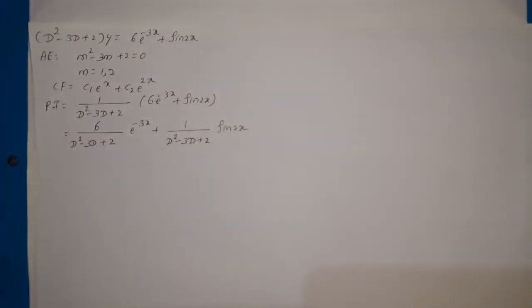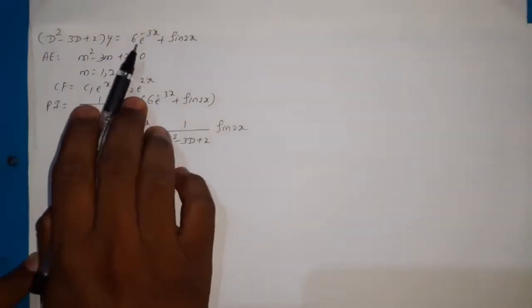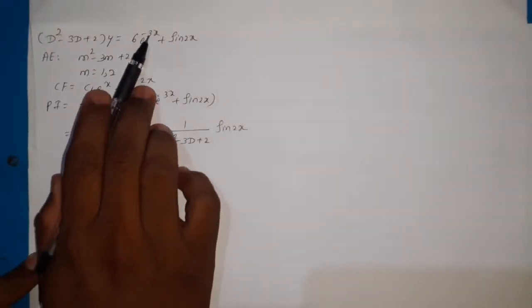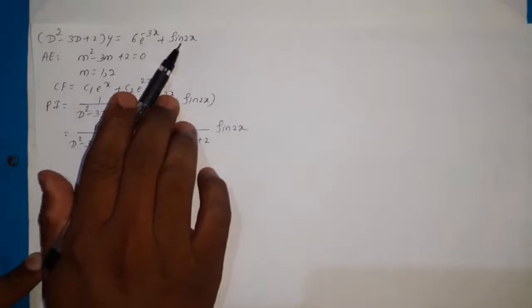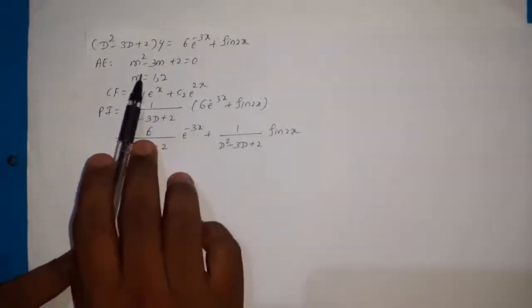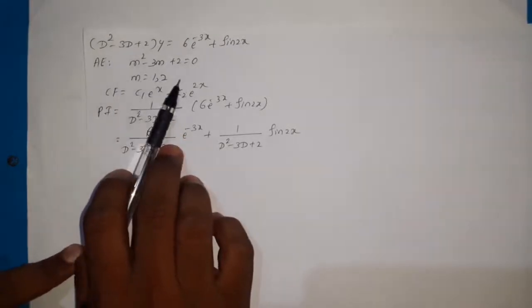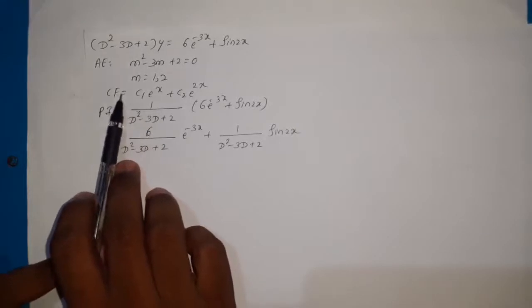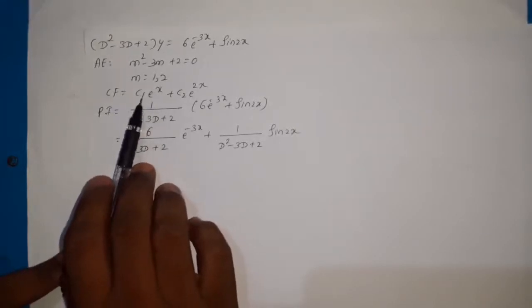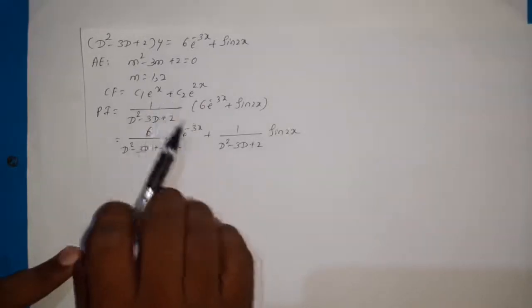The next example is D square minus 3D plus 2 into y is equal to 6 into e power minus 3x plus sin 2x. So here the auxiliary equation is given by m square minus 3m plus 2 equal to 0. The roots are 1 and 2 which are real and distinct. So therefore the complementary function is c1 e power x plus c2 e power 2x. That is easy to write.